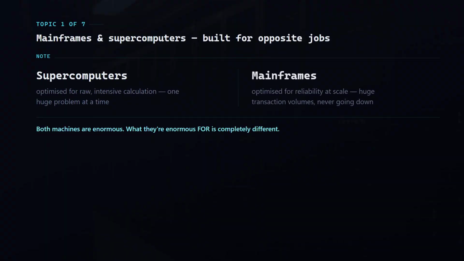Same approach as always. The concept, taught properly, the mistake Cambridge's examiners have actually documented, and a full exam-level question solved step by step. Let's start with the difference between 2 machines people mix up constantly. Both machines are enormous by ordinary standards, but they're built for opposite jobs. Supercomputers are optimized for raw, intensive calculation, one huge problem at a time. Mainframes are optimized for reliability at scale, huge numbers of transactions processed without ever going down.